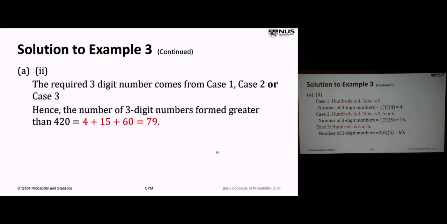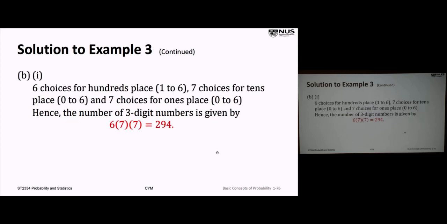Do I have any more left? I don't think so. So basically the solution is case 1 or case 2 or case 3. So I'm going to add these 3 numbers together, which is 4, 15, and 60, and the answer to that is 79.